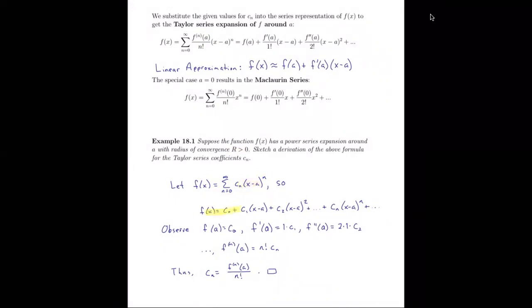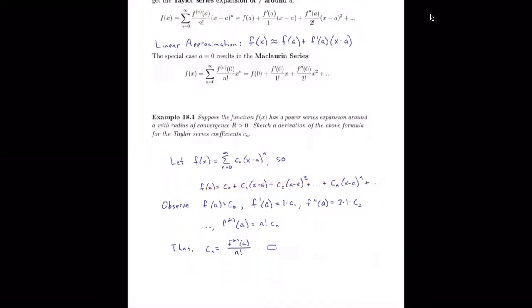Now, if we write out a few terms, we'll notice the following. We have c naught plus c1 times x minus a, and so on to higher order terms out to the nth term and beyond that. And think about if we have f evaluated at a. f of a is equal to, we plug in x equals a. The only term that survives is c naught. Everything else is zeroed out when we plug in x equals a. So f of a is c naught.